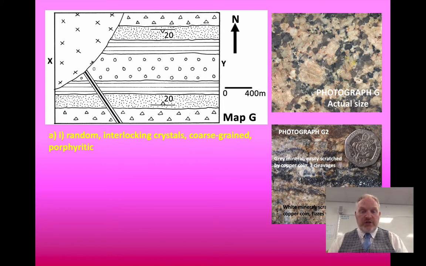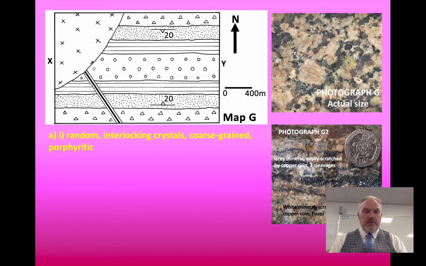It's coarsely crystalline. You can actually measure the size of these crystals. The grey ones are going to be about 4 millimeters across. The pink ones there, 12, 15 millimeters across. Because we have a mixture of crystal sizes here, we've got some very coarse crystals, some less coarse crystals. This is porphyritic.